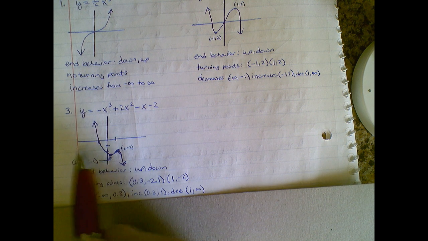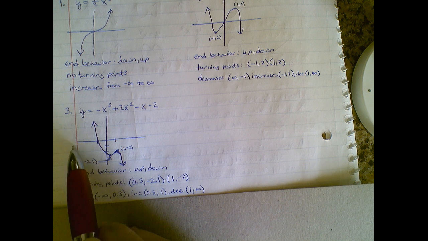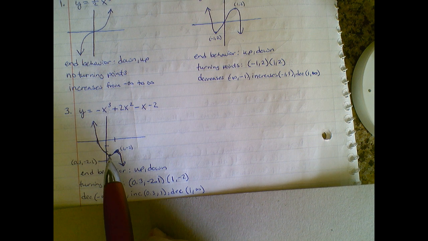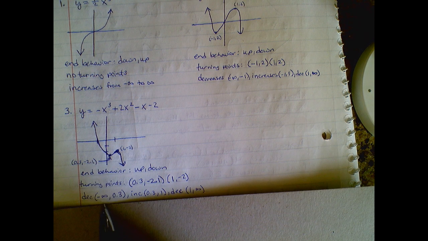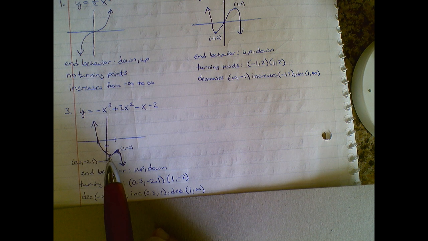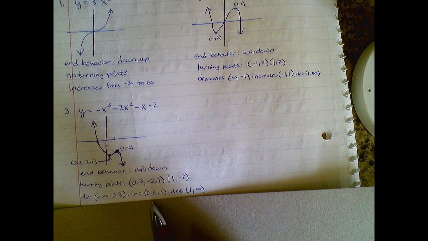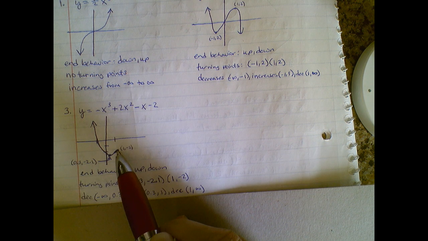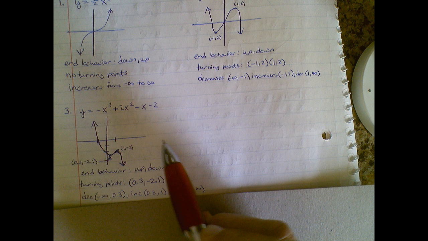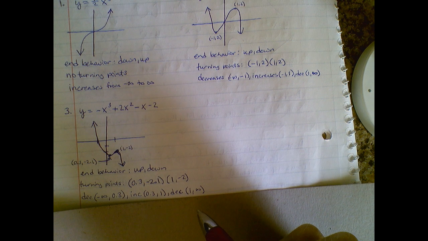So from -infinity to 0.3, that whole time it is decreasing. So we say it decreases from -infinity to 0.3. And then from this x value to this x value, so 0.3 to 1, it's increasing. And then from this x value, so 1 to positive infinity, it is decreasing again.